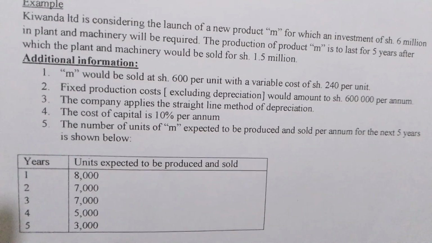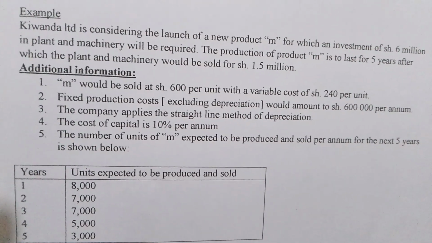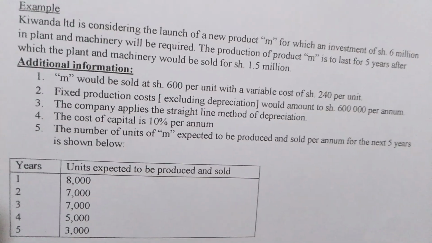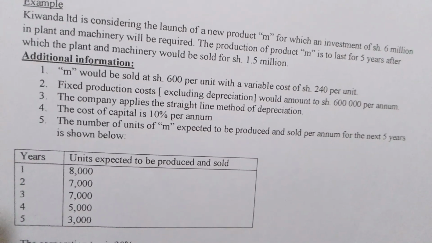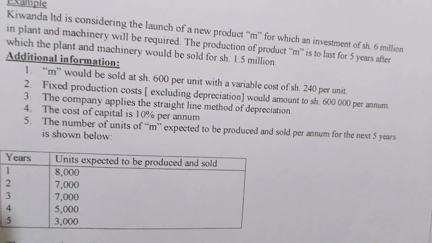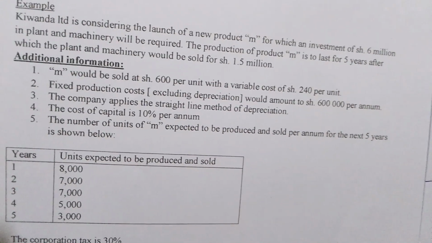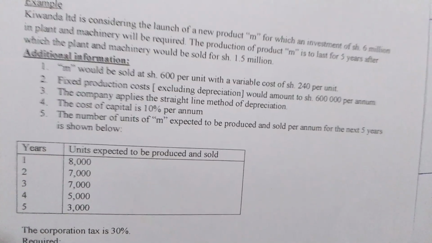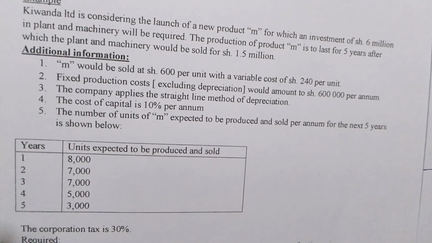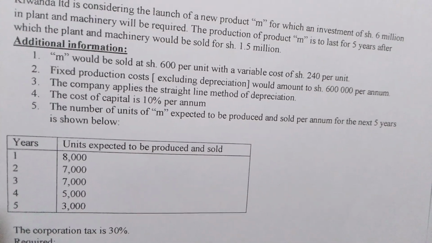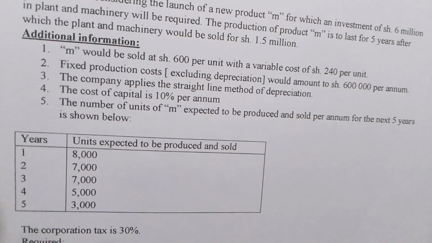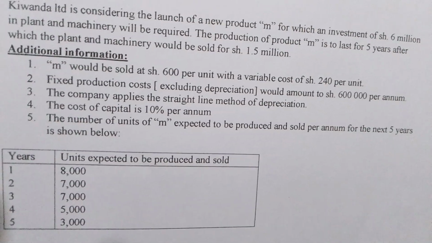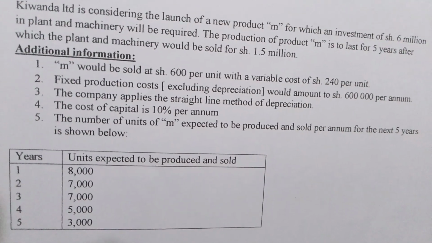Additional information. Number 1, M would be sold at shillings 600 per unit with a variable cost of shillings 240 per unit. Number 2, fixed production costs, excluding depreciation, would amount to shillings 600,000 per annum. Number 3, the company applies the straight line method of depreciation. Number 4, the cost of capital is 10% per annum.